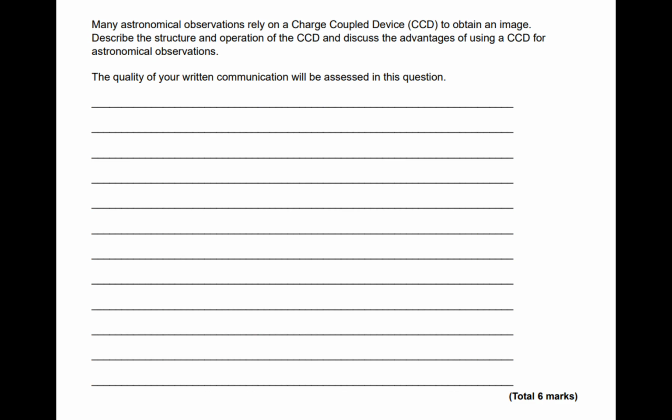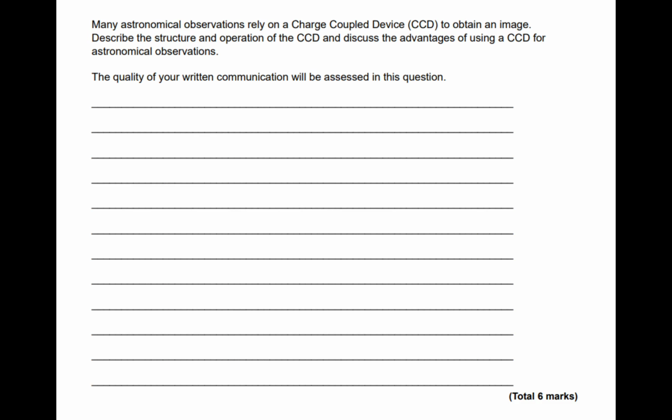Many astronomical observations rely on a charge coupled device, CCD, to obtain an image. Describe the structure and operation of the CCD and discuss the advantages of using a CCD for astronomical observations. If you've taken extensive notes, you can do this one of two ways. You can either use your notes to help you answer the question, or you can go through the notes and then put them to one side and try and answer the question without them.